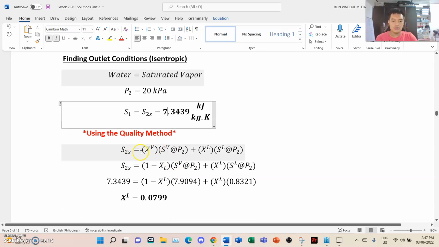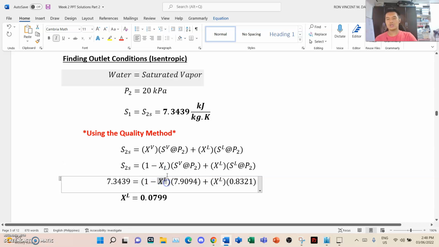So using the quality method, using this formula, the outlet entropy is equal to the fraction of vapor times the saturated vapor entropy at outlet pressure plus the outlet liquid fraction times the saturated liquid entropy at outlet pressure. Then how do we find out this XV and XL? Well, XV is simply 1 minus XL, so we have one unknown, one equation, simple algebraic method. We found out that the fraction of liquid is 0.0799.